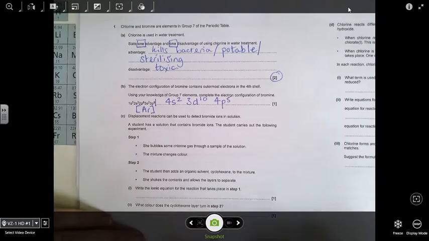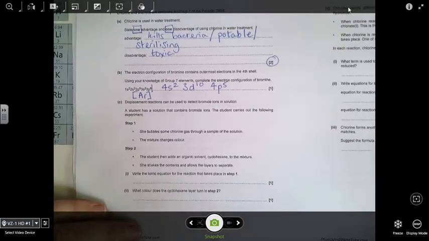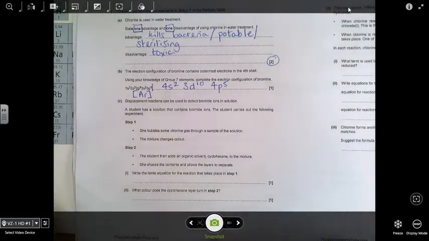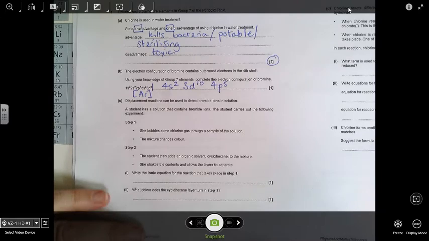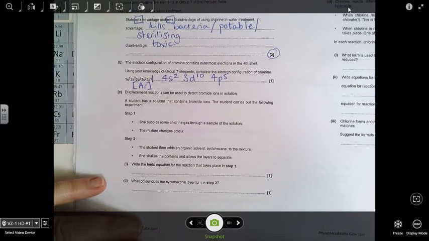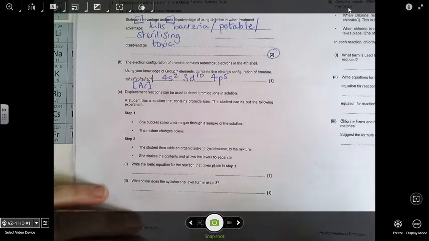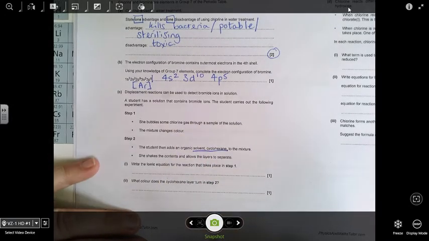Okay, so part C. Displacement reactions can be used to detect bromide ions in solution. A student has a solution that contains bromide ions. The student carries out the following experiment. She bubbles some chlorine gas through a sample of solution and the mixture changes colour. Then adds an organic solvent, cyclohexane. She shakes the contents and allows the layers to separate.